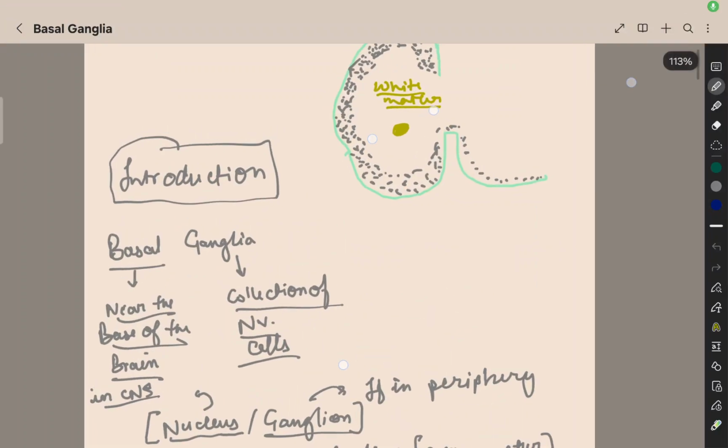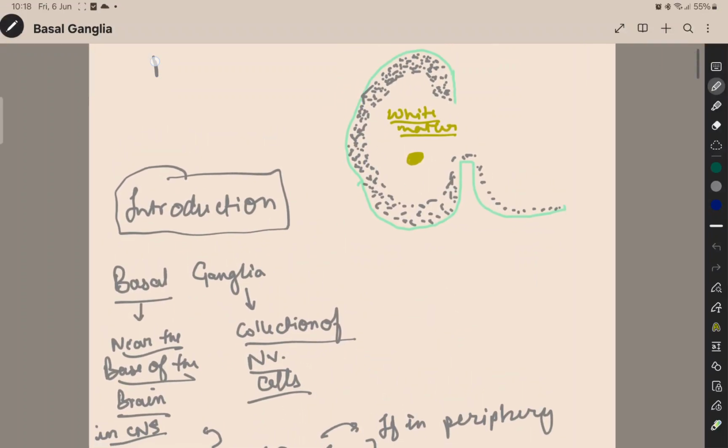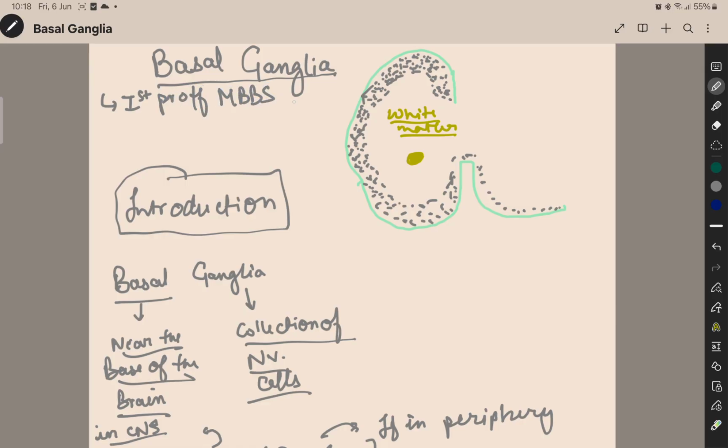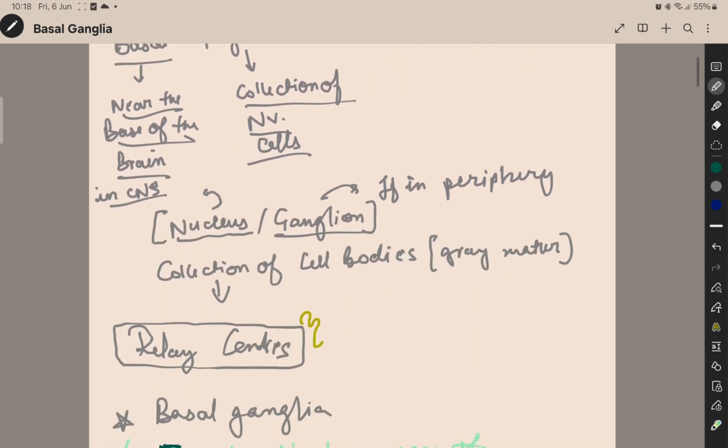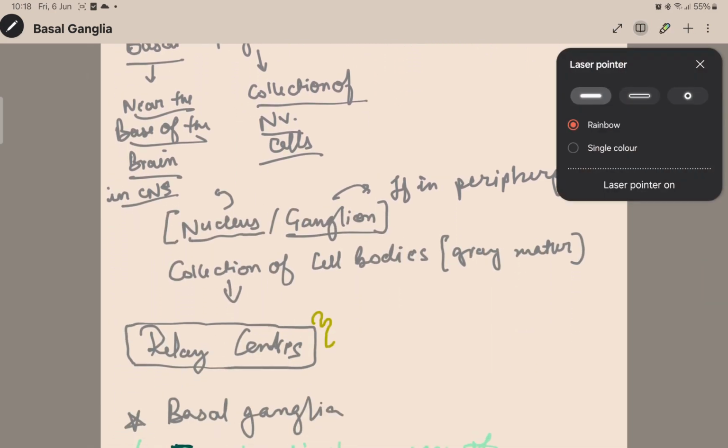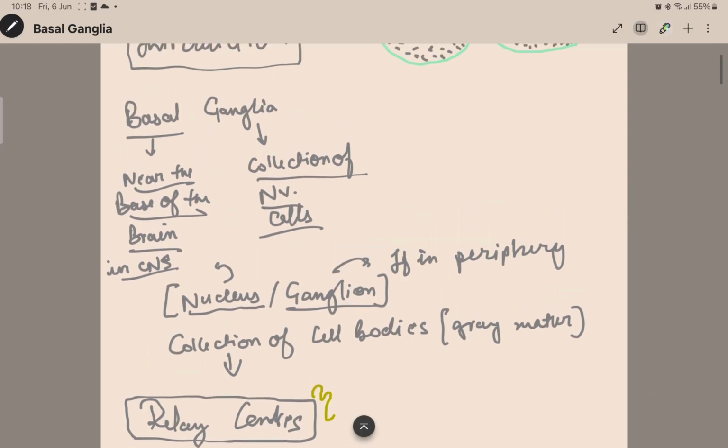Guys, we are today here to study basal ganglia. Basal ganglia is a very important topic. So we are studying for the university exams of first year first prof MBBS examinations. So let us head towards the introduction about the basal ganglia.